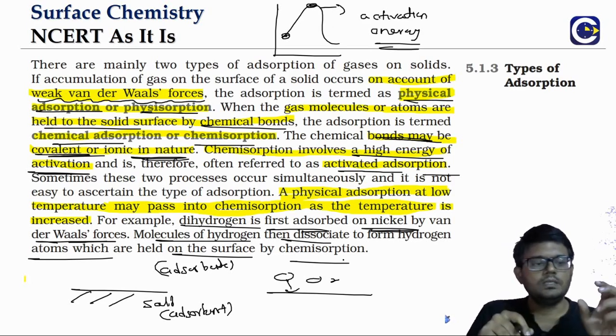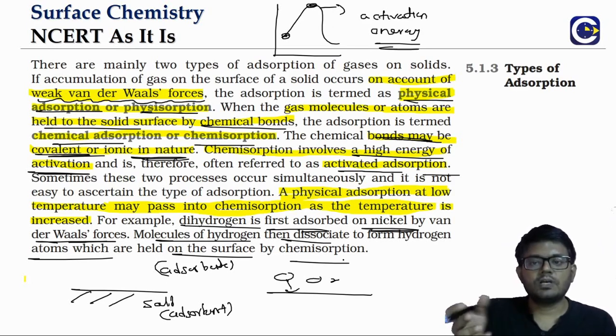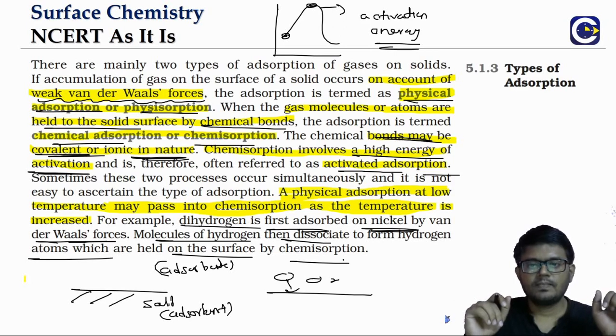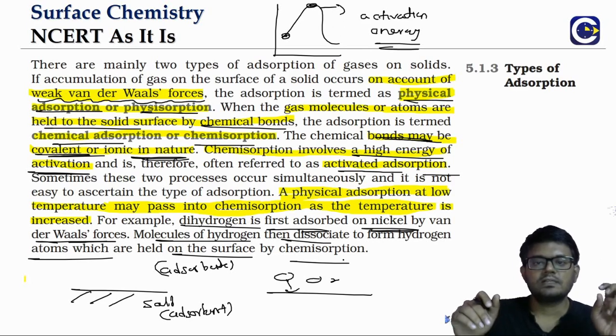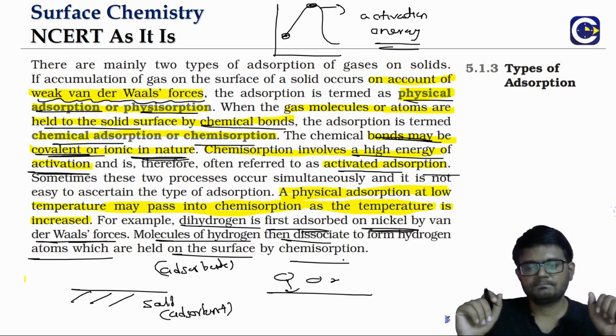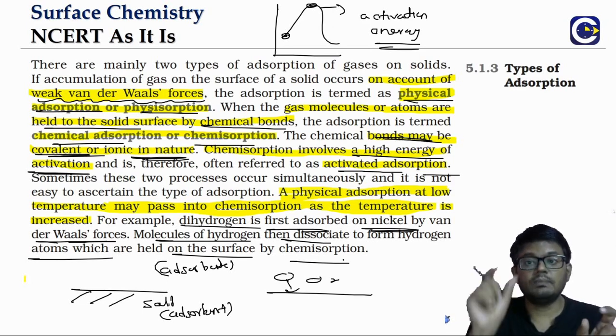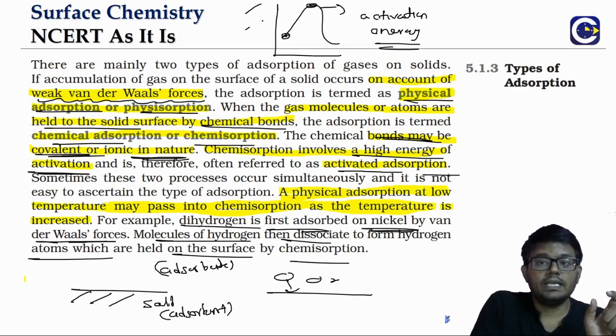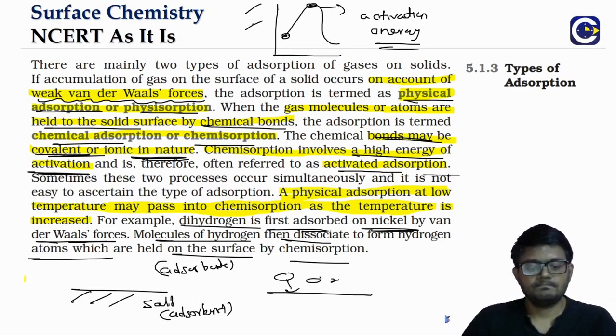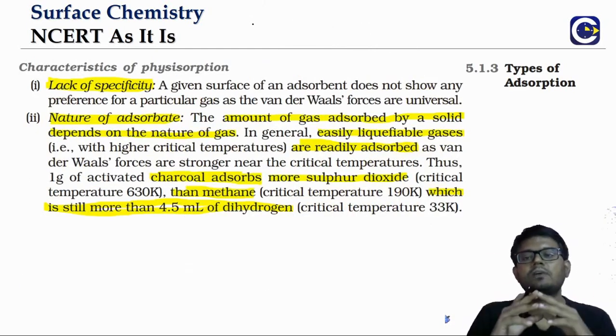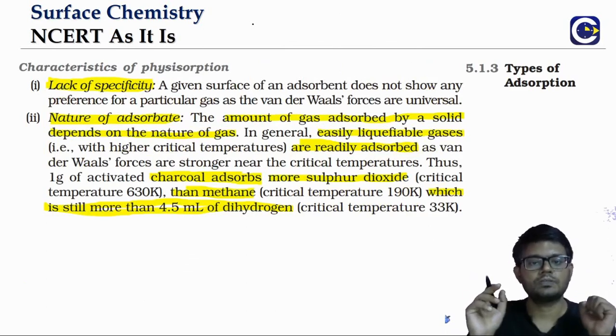Typically the oxygen atoms will be bonded to the surface of the metals because they can form oxides. Similarly, the hydrogen atoms can be bonded to the surface of the transition metals because they can form hydrides. That's what happens in chemical adsorption. So physical adsorption can start right away, but chemical adsorption has to go through the activation energy requirement. Now we'll see the characteristics of physisorption and the characteristics of chemisorption.